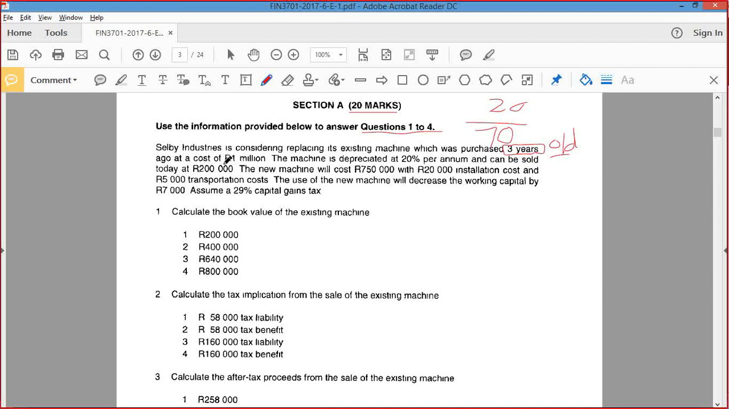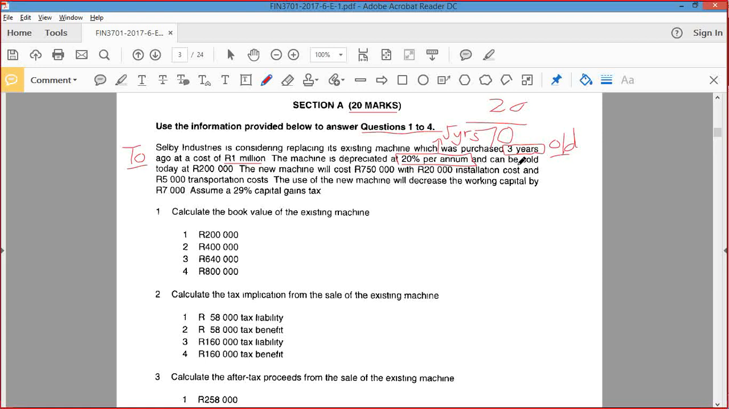Right, then you've got a cost of 1 million. Right, the cost is obviously going to apply at time 0. That's when I purchased the asset. The machine is depreciated 20% per annum. So 20% per annum meaning how many years does the asset have in terms of useful life? 5 years. It's used so 3, 2 years left, exactly. That's good. Okay, so total useful life is 5 years. Obviously, they've purchased it 3 years ago, so the asset is currently 3 years old, and there's 2 years left.